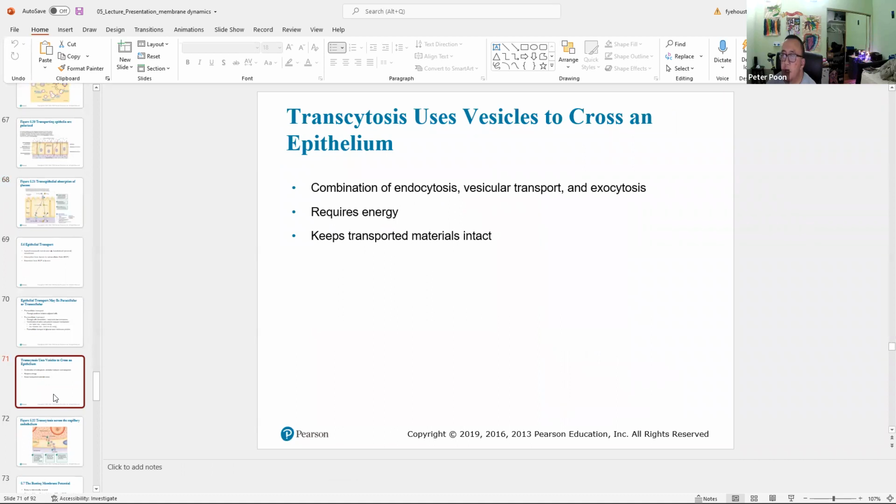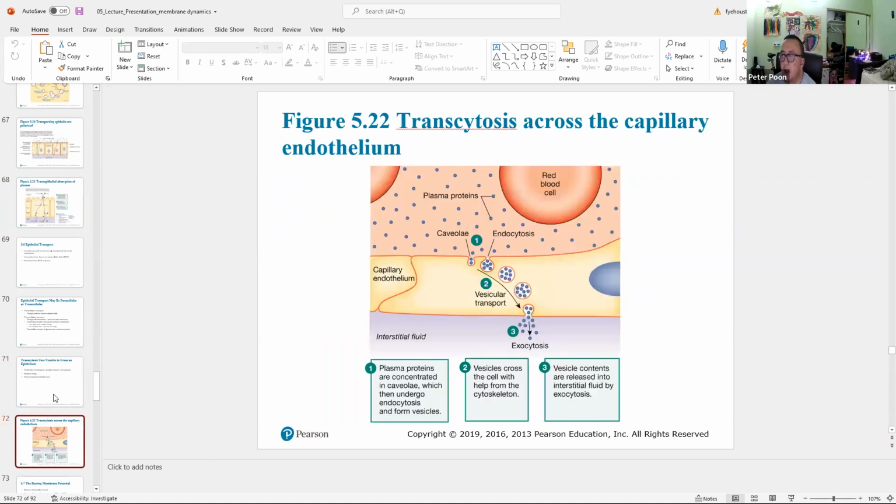This one you can see the transcytosis across the capillary epithelium. This is just really short pathways.